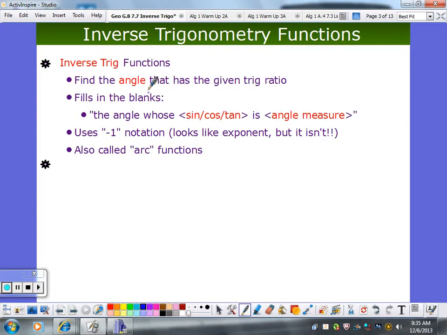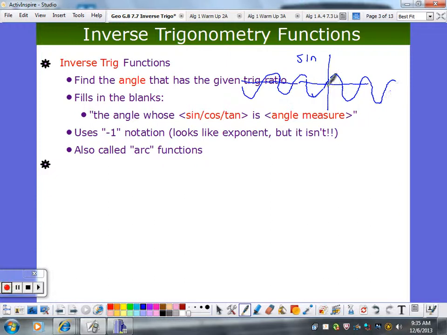Inverse trig function. It finds the angle that has the given trig ratio. So the regular trig is a function. This is what the sine function looks like. You can graph it. You know what a sine wave is? Anybody ever hear of a sine wave? No? In sound? Sound kind of travels in a sine wave. So this is what a sine looks like.